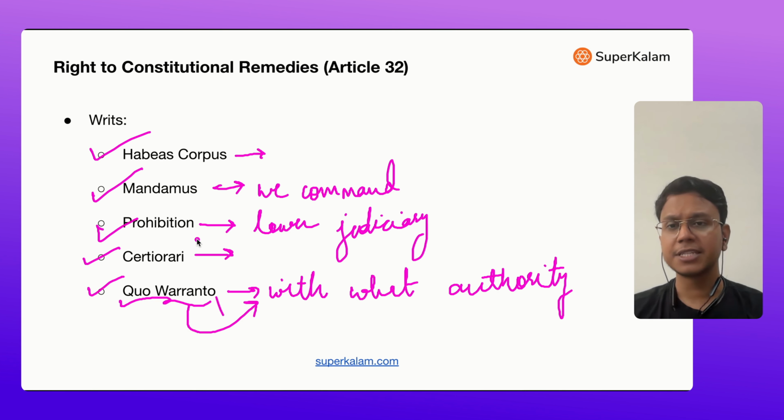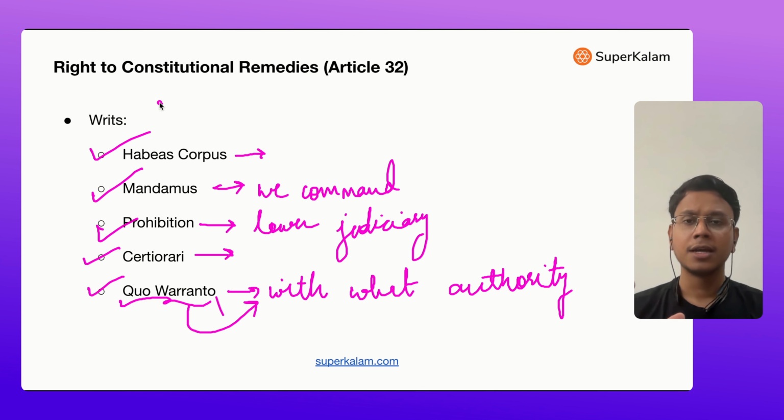So these writs basically ensure that the Supreme Court, in a very powerful manner, asks the government, and ensures that if any violation of fundamental rights is happening, the government is made accountable, and the government releases the citizens from that violation. That is the right to constitutional remedies. It is a very important right. Without this right, the other rights would have been only in letter, not in spirit. That's why this becomes a very important right.